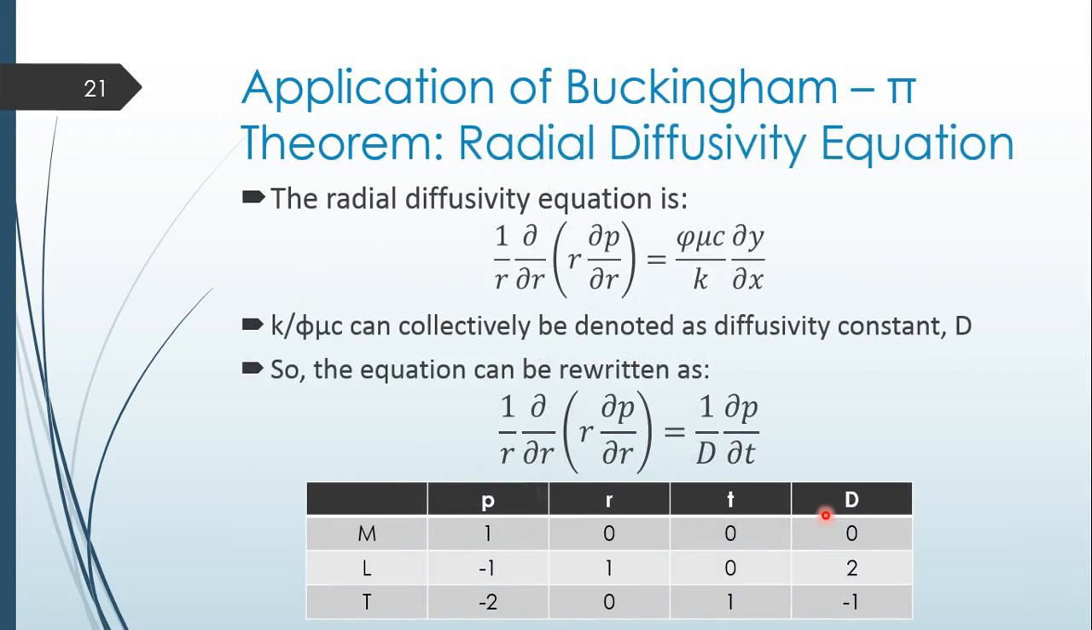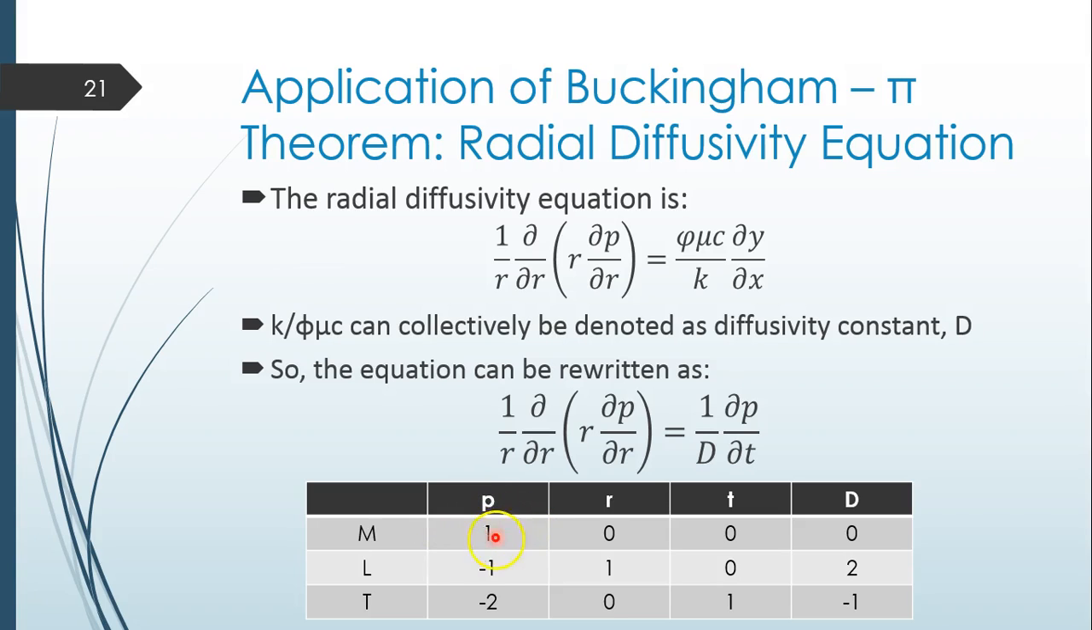So then we will apply the Buckingham pi theorem on the radial diffusivity equation. The radial diffusivity equation is 1 by r del by del r of r del p by del r is equal to phi mu c by k times del p by del t. It's a typing mistake, this should be del p by del t. So k by phi mu c can be collectively denoted as the diffusivity constant D. So the equation can be rewritten as 1 by r del by del r of r del p by del r is equal to 1 by D del p by del t. It's the correct form.